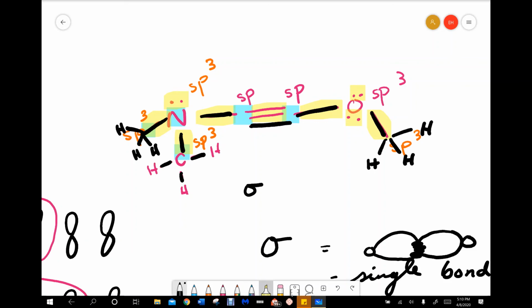So total, we have 1, 2, 3, 4, 5, 6, 7, 8, 9, 10, 11, 12, 13, 14, 15. So we have 15 sigma bonds. Then we have 2 pi bonds that help to make up that triple bond. Okay. And again, those pi bonds are formed from the overlap of unhybridized p orbitals.